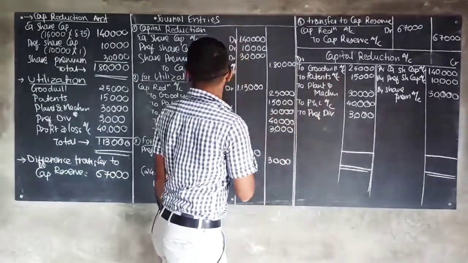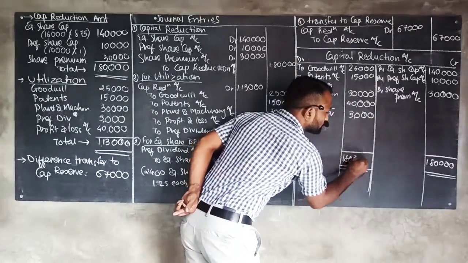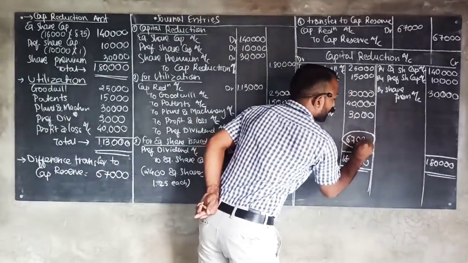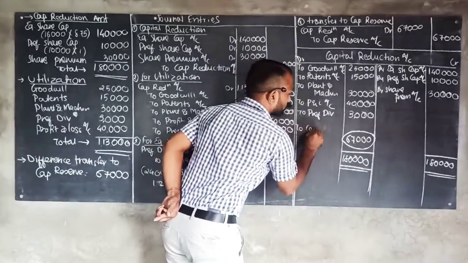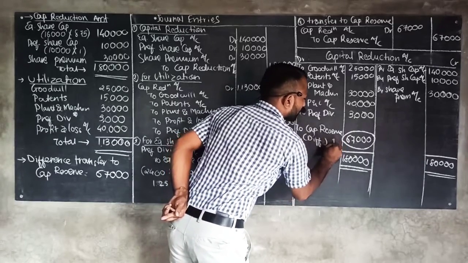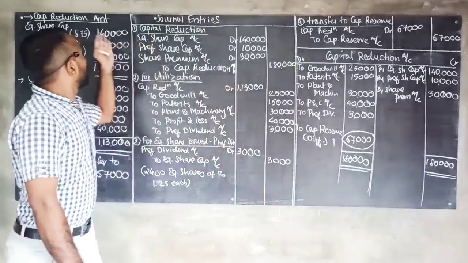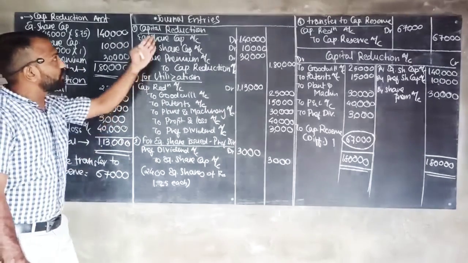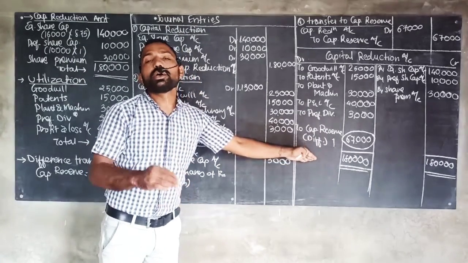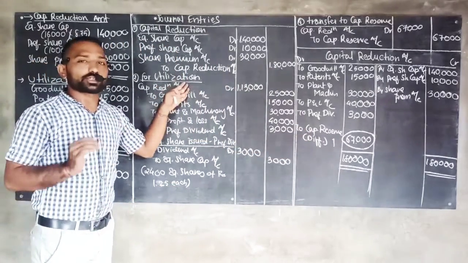If we close this account, on the credit side we have 1,80,000, here also 1,80,000. So if we close, we are getting 67,000 as the amount of difference that is transferred to capital reserve account. Is that clear? So this is how we can make the calculation of a practical example. We have to pass journal entries, prepare capital reduction account, and the last portion is to prepare revised balance sheet after implementing this scheme of capital reduction.